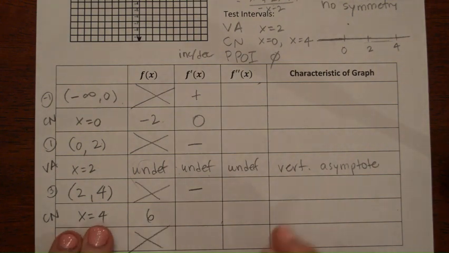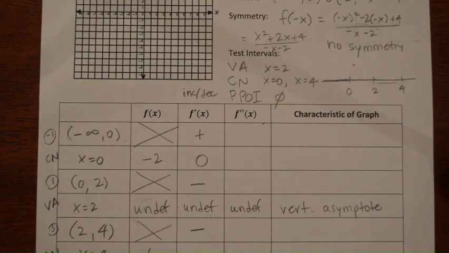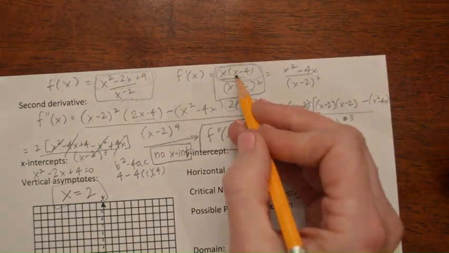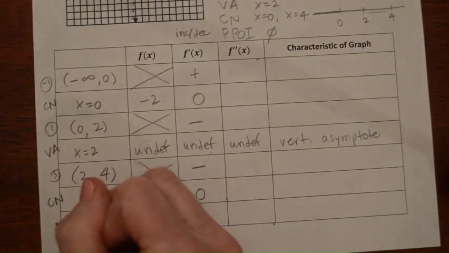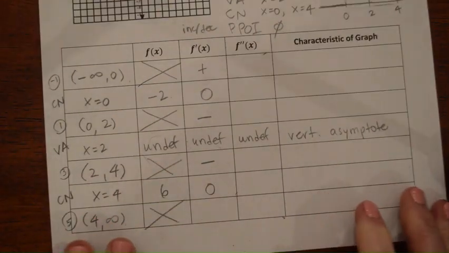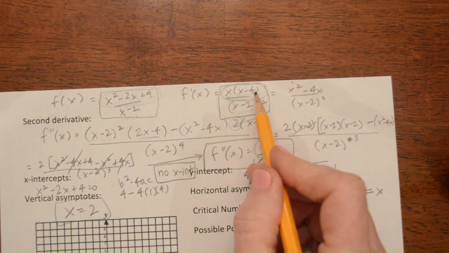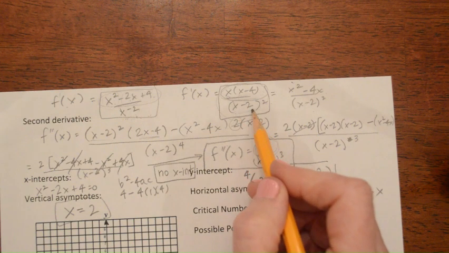All right, I put in 4. Again, this should be 0 because it was a critical number. So if I put in 4 here, positive, 4 minus 4 is 0. Yep, that's 0. And here I'm going to test the point 5. When I put that in the first derivative, 5 is positive, 5 minus 4 is positive. So positive times positive is positive. 5 minus 2 is 3, squared is positive. So this is positive.